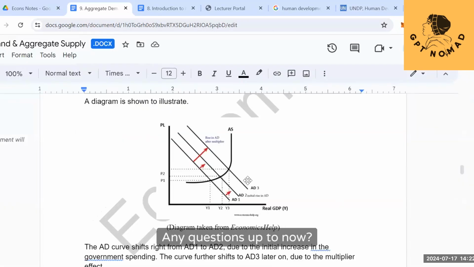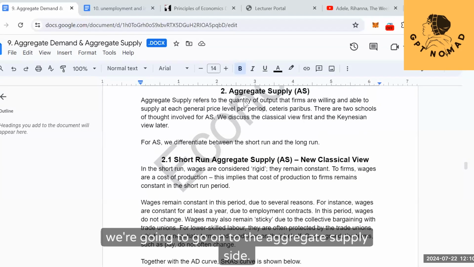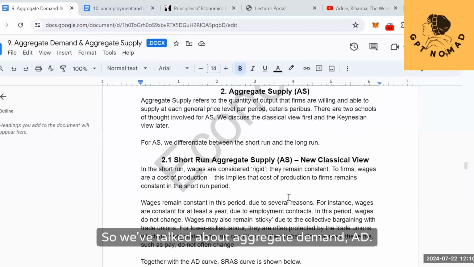All right. Any questions up to now? Okay, so we're going to go on to the aggregate supply side. So we've talked about aggregate demand, AD. So now we're going to come on to the AS side.